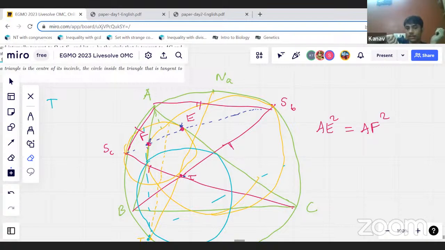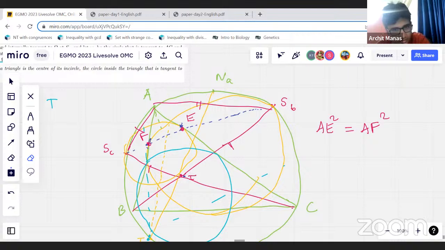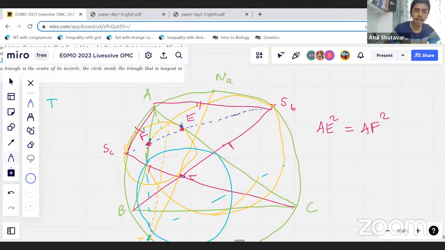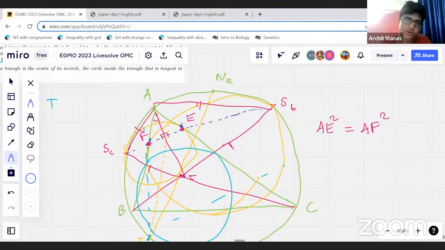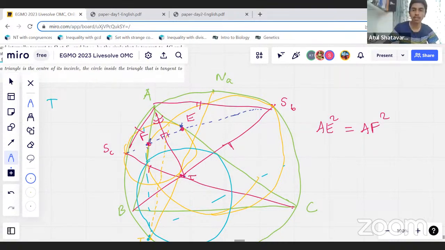Yeah, EI, and EI is EF. So wait, that's a rhombus? Yes, AEIF is a rhombus, right? How is AE equal to AF? Because SC is the perpendicular bisector of AI. So EF is the perpendicular bisector of AI. Wait, why is this perpendicular? Ah, because SCA is SCI, SPA is SPI. Oh yeah, okay, my bad. Yeah, makes sense. That's classic stuff.